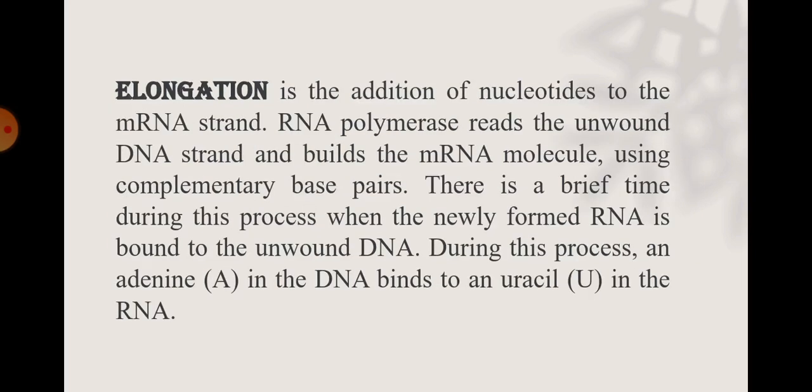The second is elongation. It's the addition of nucleotides to the mRNA strand. RNA polymerase reads the unwound DNA strand and builds the mRNA molecule. Using complementary base pairs, there is a brief time during this process when the newly formed RNA is bound to the unwound DNA. During this process, an adenine in the DNA binds to a uracil in the RNA.